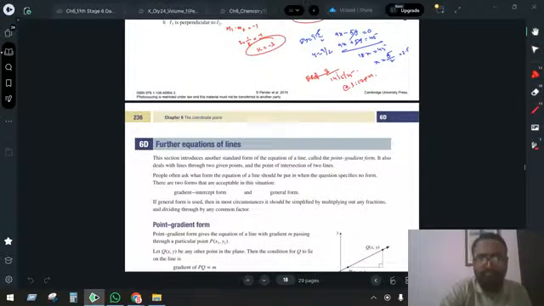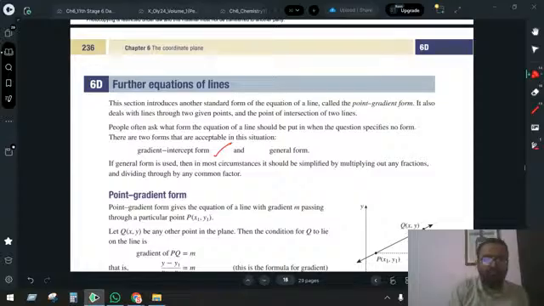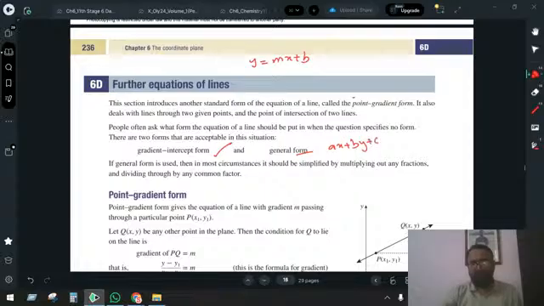Okay, so what is the next section? Further equations of lines. What are the equations of the lines? Till now we have seen the gradient intercept form, which is y = mx + c, or mx + b, you can maintain either. That's the gradient intercept form. And there is a general form, ax + by + c = 0. That is the general form.